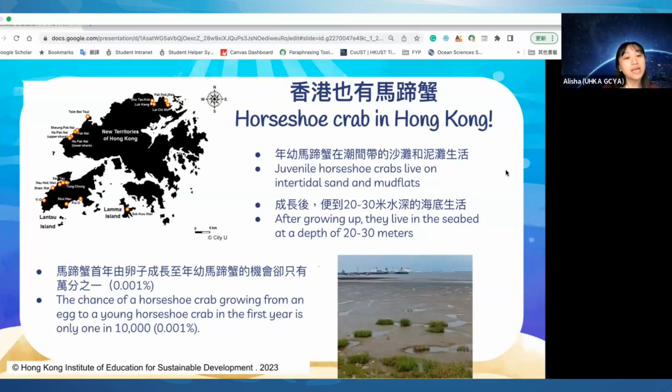For horseshoe crabs, their survival rate is also very low. For 1,000 horseshoe crab eggs, only one could grow into an adult. So you can see how hard it is for a horseshoe crab to grow from a baby to an adult.